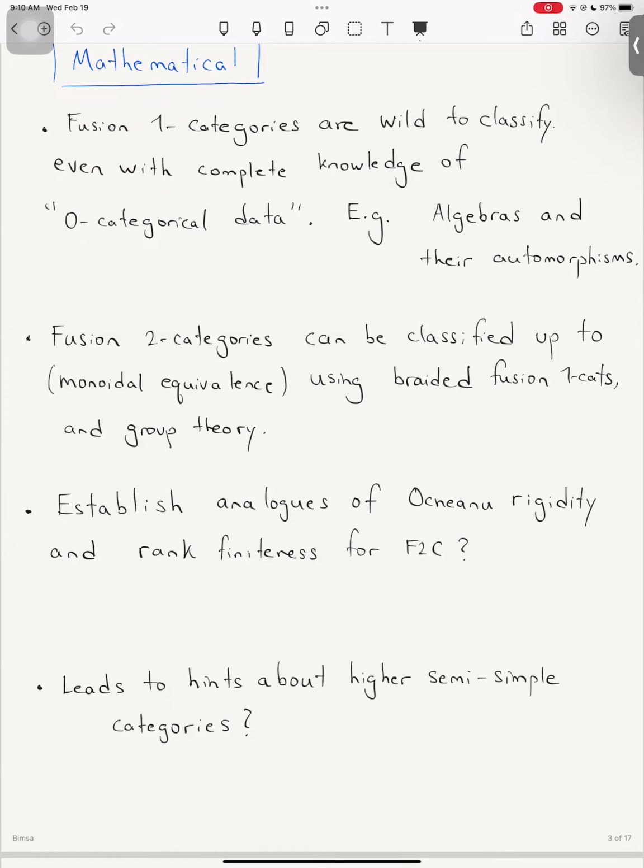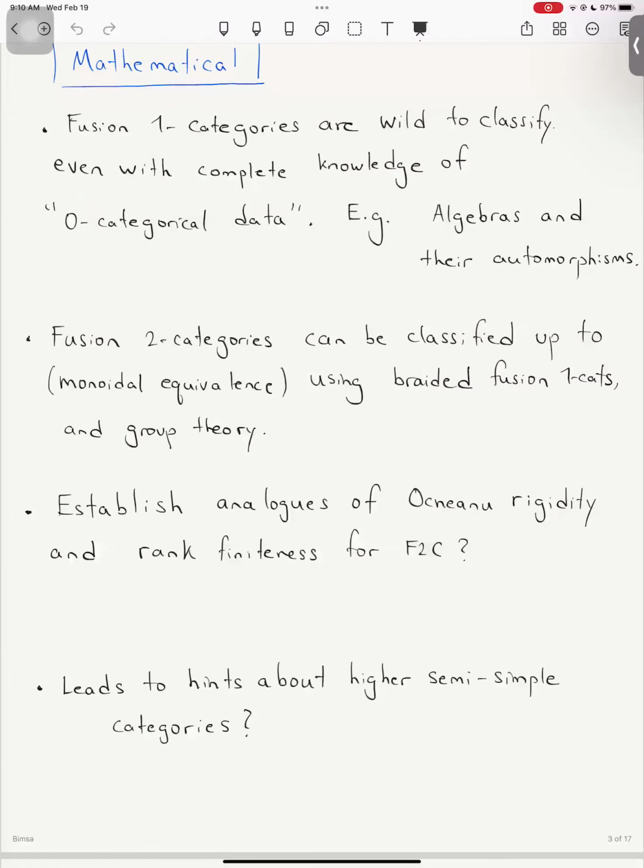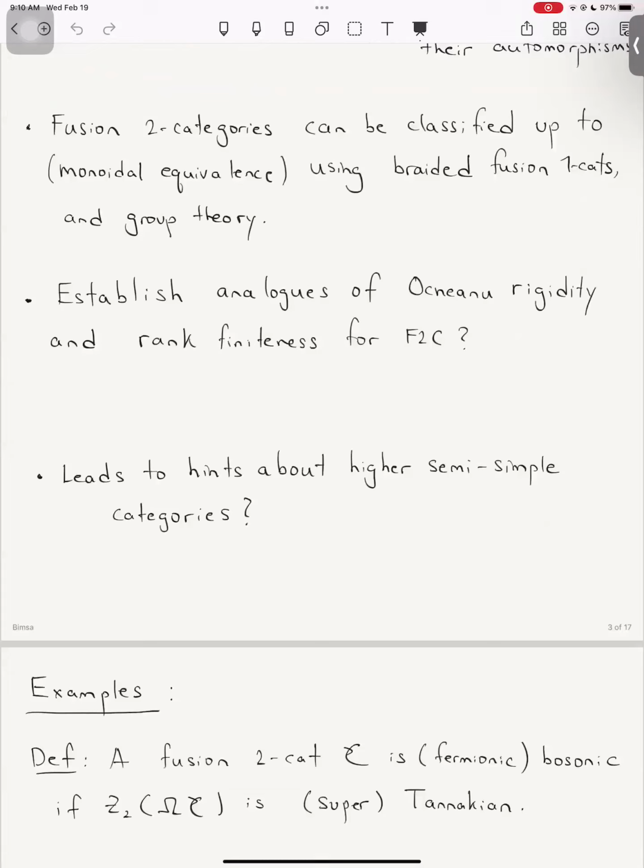Another thing that you could think about is how to generalize these techniques, and does it give you a hint of the structure of higher semi-simple categories? I may be able to say a little bit more about that, but this is just one of the first steps to understanding symmetries in higher dimensions and the complications that can arise.